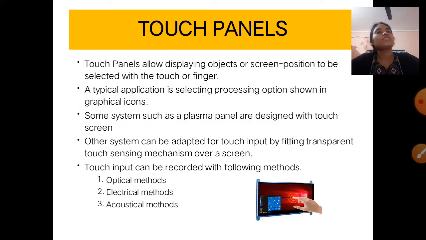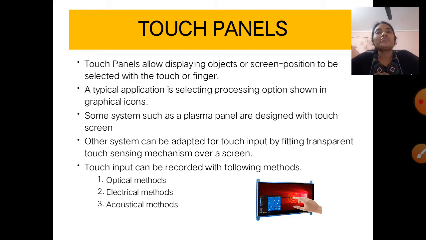Next, we discuss the touch panel. A touch panel allows an object displayed on screen to be selected with a touch of the finger. Nowadays, all of you use a smartphone, and the smartphone is touch screen based. With your finger touch, you can do anything. There is no need to discuss the touch panel much, but I have discussed it.